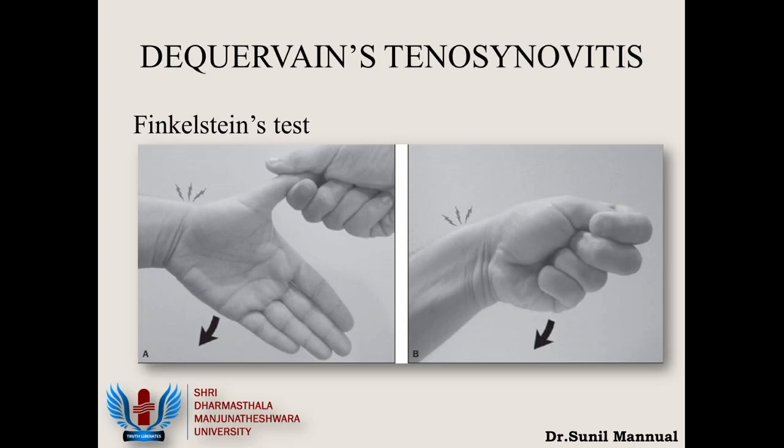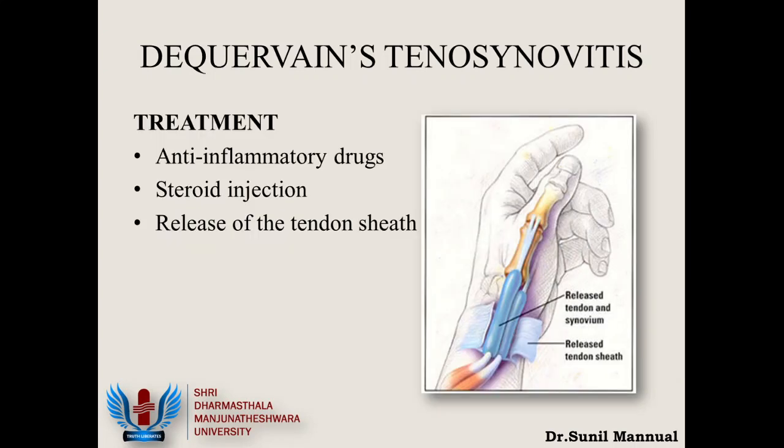Of course, after doing that, we will run the patient through an ultrasound to confirm the condition, and then we will take the patient up for a release, or initially we will put the patient on anti-inflammatory drugs, and if the patient is not doing well with anti-inflammatory drugs and with anti-inflammatory physiotherapy modalities, then we will go for a release of the tendon sheath.